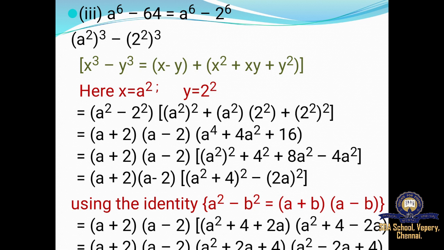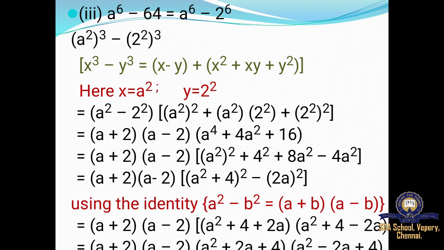I can proceed. Again, making use of the same identity, that is x cube minus y cube equals x minus y times x square plus xy plus y square. If I make use of this identity, I will be able to factorize it. Got it? What is my x? I have taken a square. What is my y? I have taken it to be 2 square. Merely substitute, that is a square minus 2 square into a square the whole square plus a square into 2 square plus 2 square the whole square.